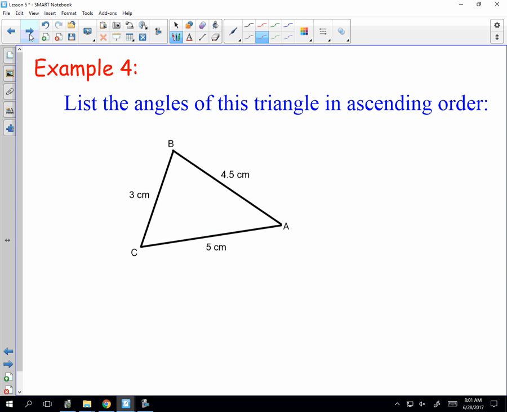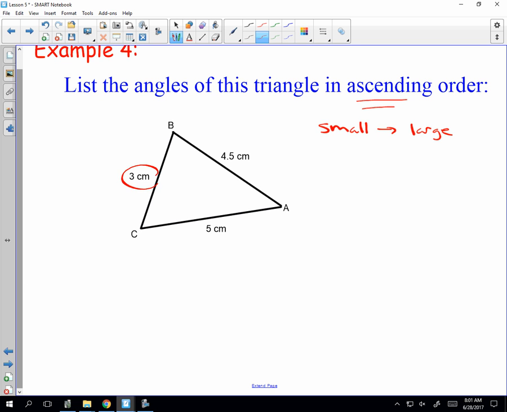Okay, we can do the same thing in the opposite order. Now we're given the three side lengths. Okay, and in this case, we want to do this in ascending order. So when we ascend, we want to go from small to large. Okay, so we want the smallest angle first. So what we have to identify is the smallest side length. And the smallest side length is across from the smallest angle. So angle A is less than any other angle in the picture.